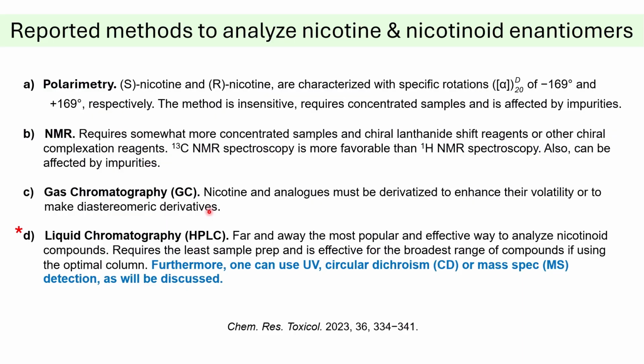The STAR method is, of course, liquid chromatography, HPLC. It's far and away the most popular and effective way to analyze nicotinic compounds. It requires the least sample prep, and it's effective for the broadest range of compounds if you use the right column, something we're going to talk about. Furthermore, you can use UV detection, circular dichroism detection, or mass spectrometry detection, and we'll give examples of this in a little bit.